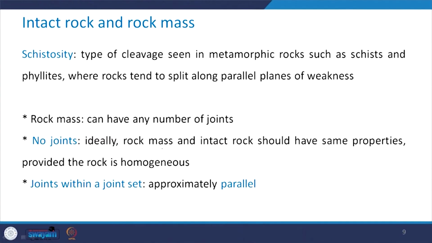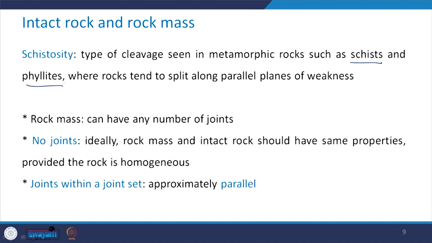Then the next category is schistosity. It is the type of cleavage which is seen in metamorphic rocks like schist and phyllites, where the rocks tend to split along parallel planes of weakness.